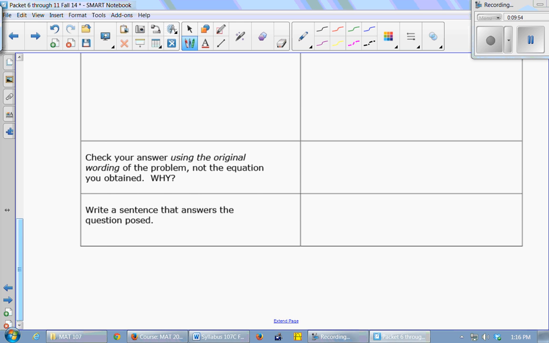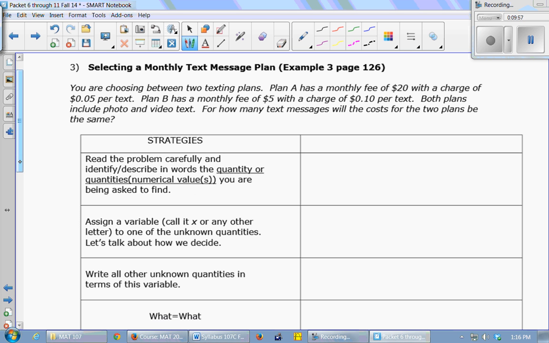Okay, so I'm going to let you try one: selecting a monthly text message plan. Choosing between two texting plans, we've got plan A and plan B, and for how many text messages will the cost of the two plans be the same? Okay, so let's go through this together. We read the problem carefully and identify what we're being asked to find. So we find the question. For how many text messages will the cost of the two plans be the same?